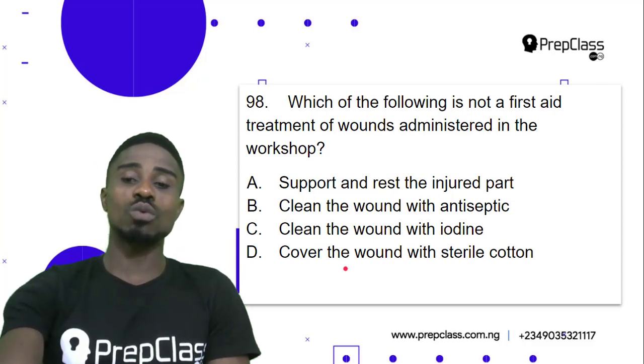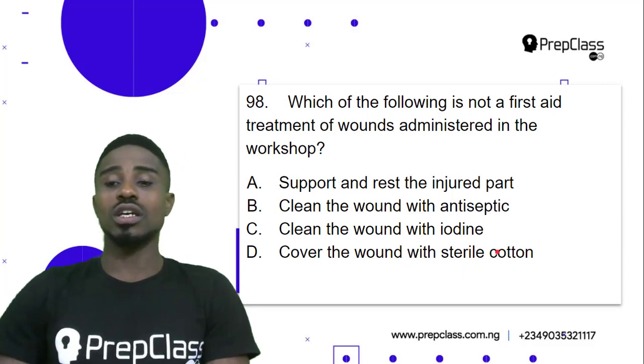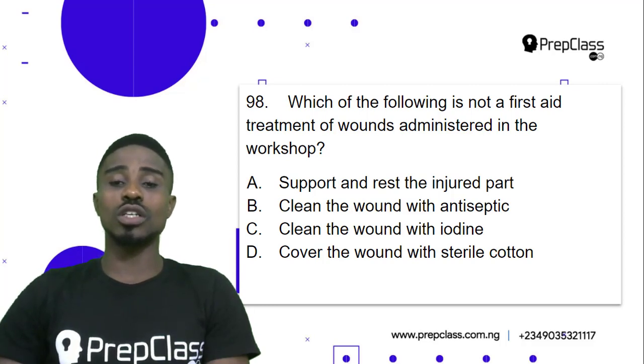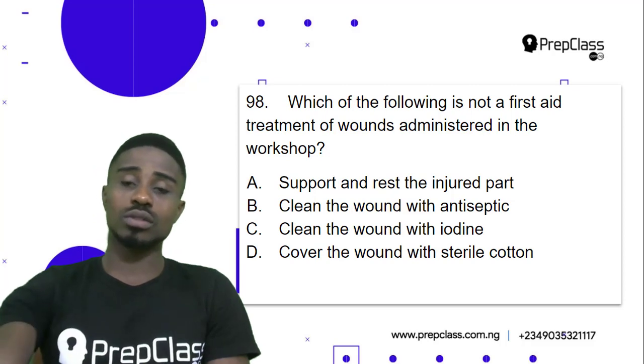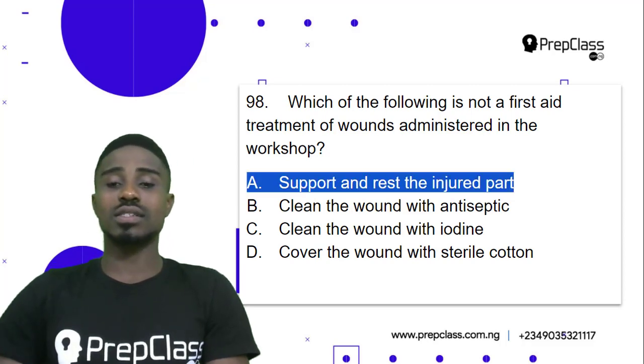Option D, cover the wound with sterile cotton. This is also a first aid treatment that can be administered if someone sustains an injury in the workshop. So you cover the wound with sterile cotton. So our correct answer is option A, support and rest the injured parts. Let's check it out. Question 98, option A, support and rest the injured parts, is our correct answer.